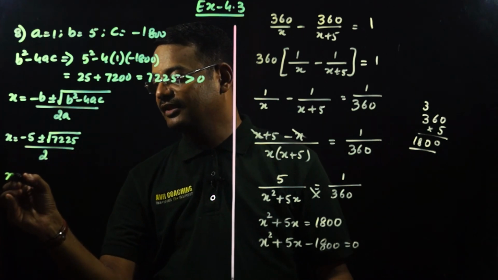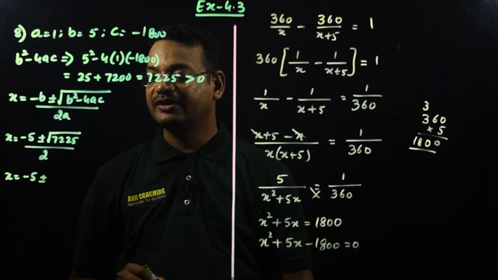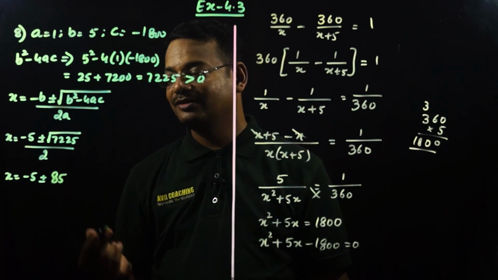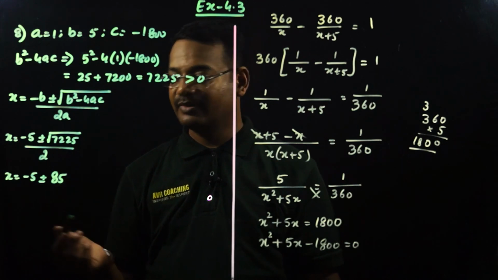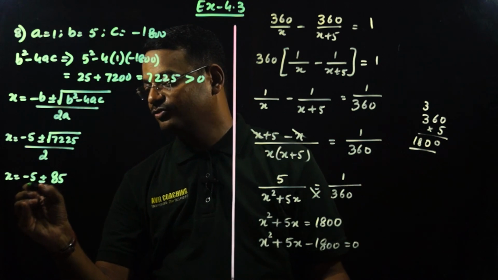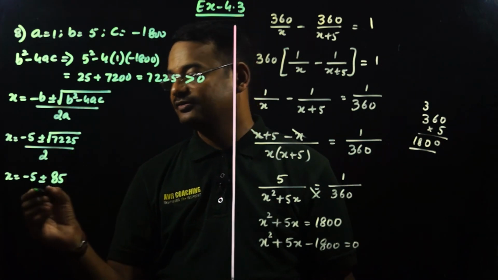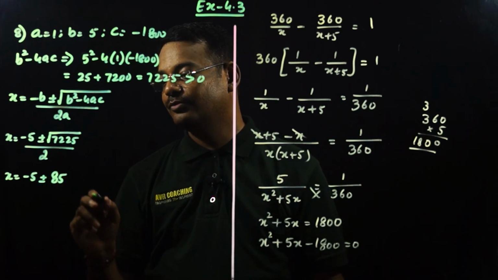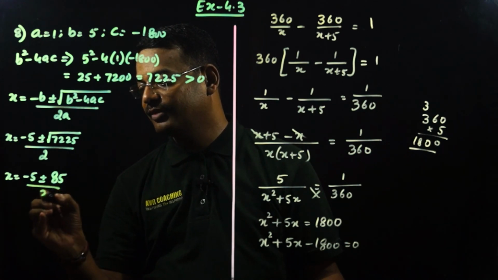Now x equals minus 5 plus or minus root of 7225, which is 85. Okay, now how to find the root of a 4-digit number? You can find it either by using the prime factorization method or the long division method. If you don't know, I will do a separate video for these fundamentals. For the time being, we are directly writing the value of root 7225. So this is minus 5 plus or minus 85 by 2.